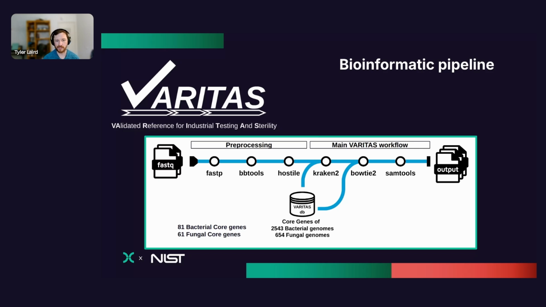The first being pre-processing, where we're taking the input FASTQ files and subjecting them to quality control with FASTP, complexity filtering with BBTools, and then host read removal with Hostile. And then the main VARITAS workflow, which incorporates the core genes from the entire VARITAS database that I mentioned.